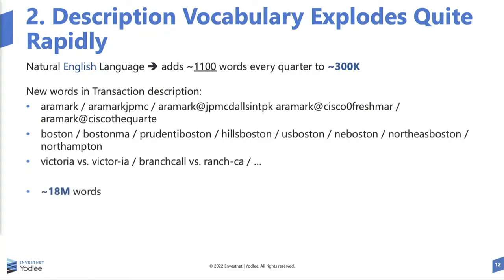Now compare with the natural English language, which has 300,000 words. In our case, it's 18 million, which is about 60 times the natural English language, and that's only one month's worth of data. So you can imagine the complexity of the problem. There are a lot of solutions in the NLP space which work with the natural English language. So you saw the variety, and now you're looking at the volumes of the data and the distinct words that we see.